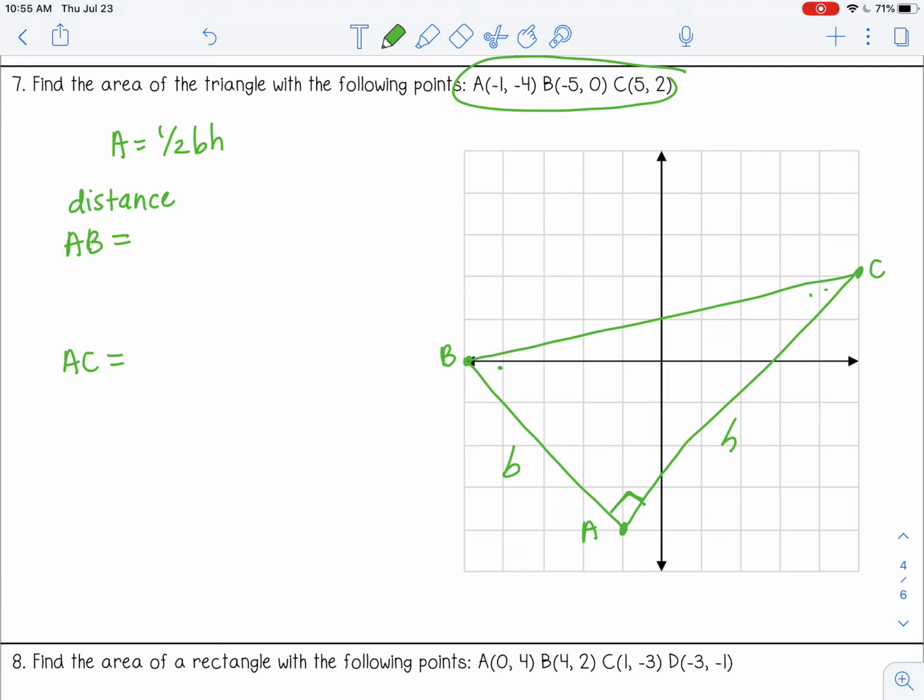Okay, so AB, I got a distance of 5.7, and AC, I got a distance of 10.2. So area equals 1/2 5.7 times 10.2. That gives me about 29.1 units squared because it's area.